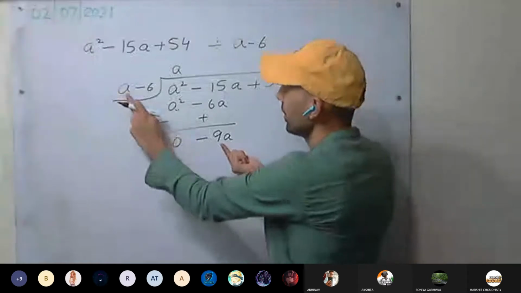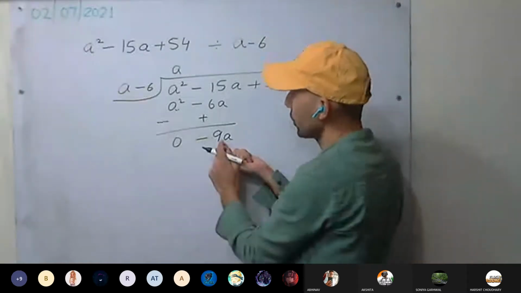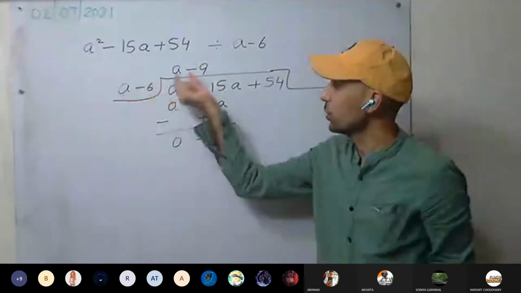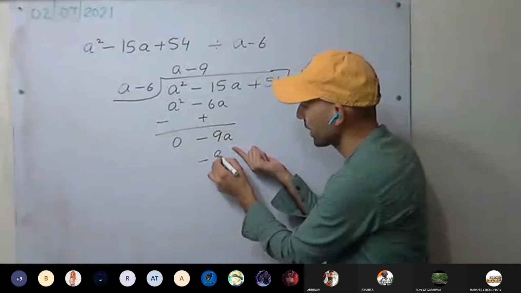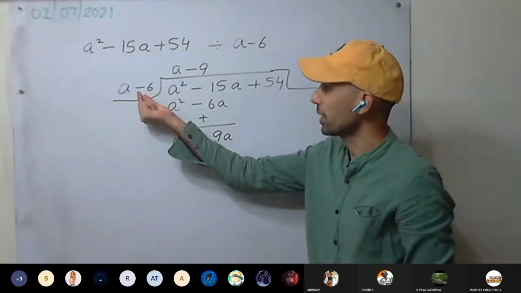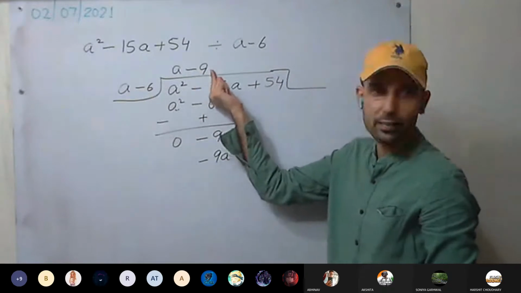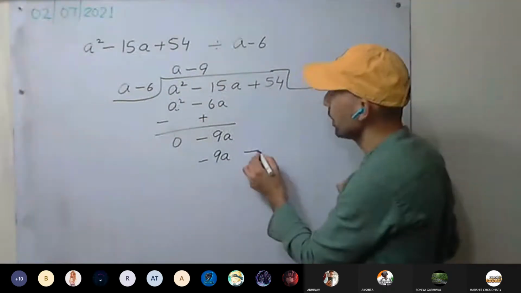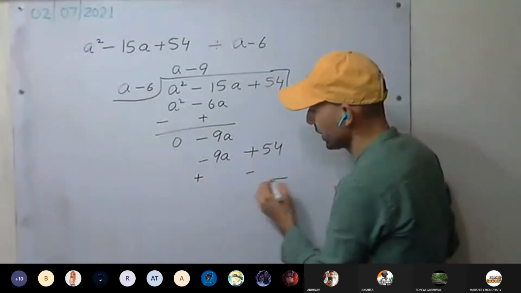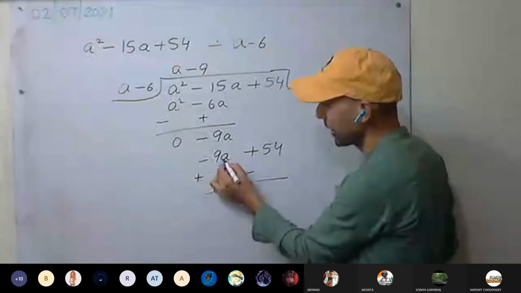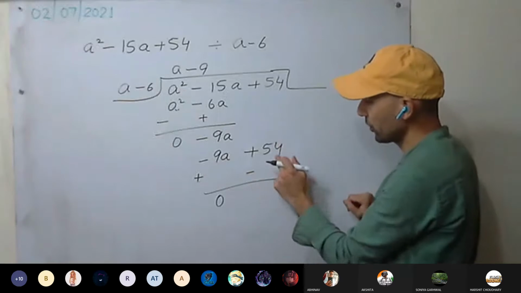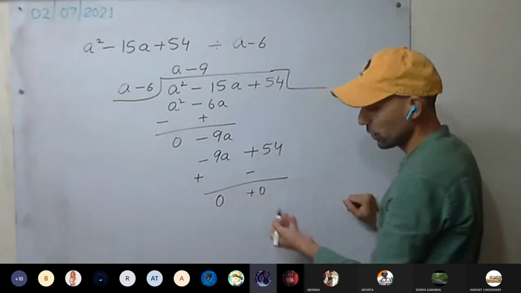Now, what should we multiply with a to get minus 9a? A into minus 9, minus 9a. Minus 6 into minus 9, plus 54. Subtract them, it will be plus, here will be minus. So minus 9a plus 9a, 0. 54 minus 54, 0.